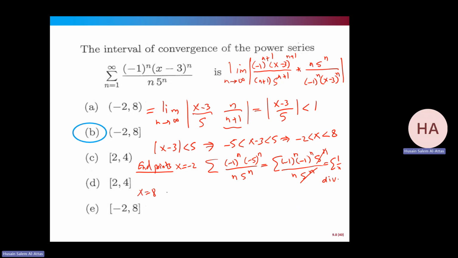x equals 8. What will you get? (-1)^n times (8 minus 3) to the power n, which is 5^n, over 5^n. This cancels. This series converges by the alternating series test. So what is the interval? Closed at 8, open at -2, which is this one.